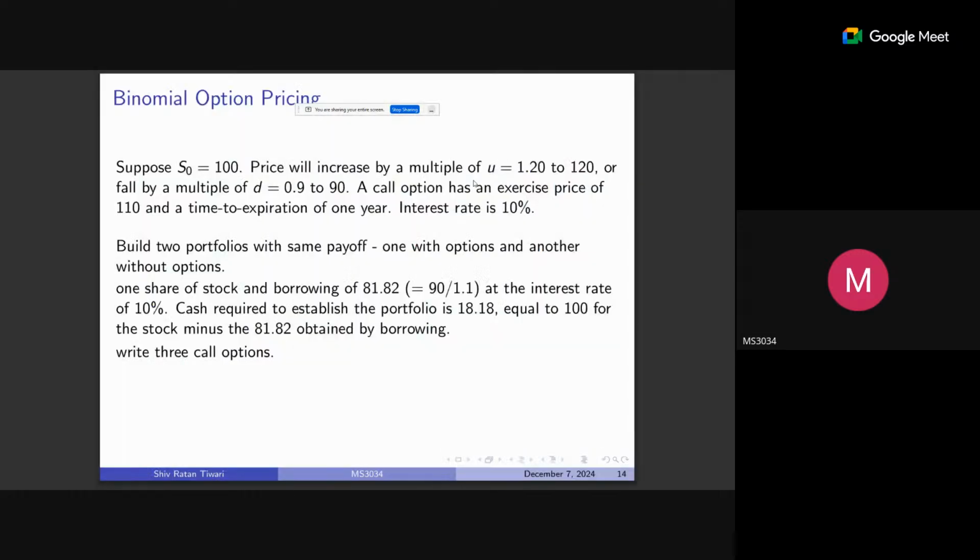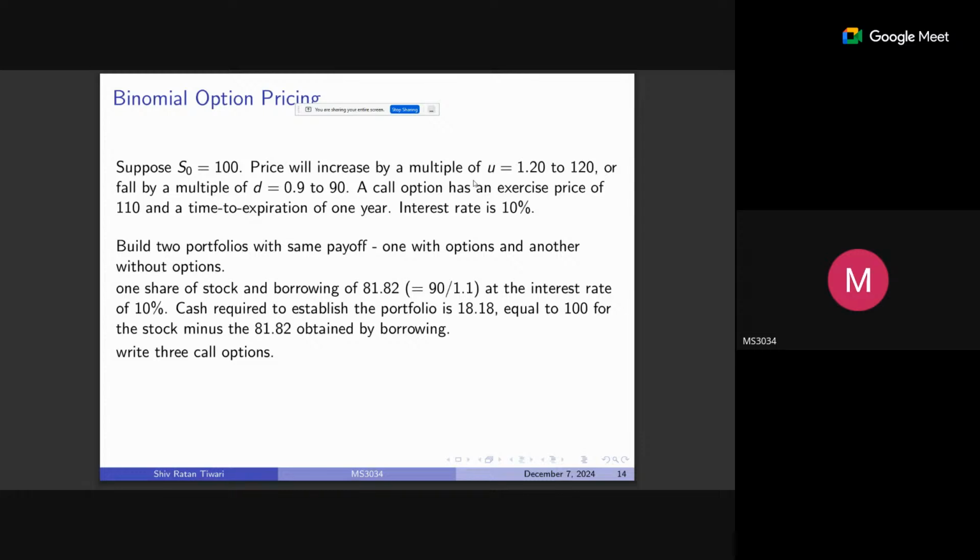So how do we solve this? We build two portfolios which have the same payoffs. One portfolio will involve options and the other will not. For example, in the first portfolio, which does not involve options, you will buy one share of stock and you will borrow 81.82 rupees, which is the present value of 90 rupees.